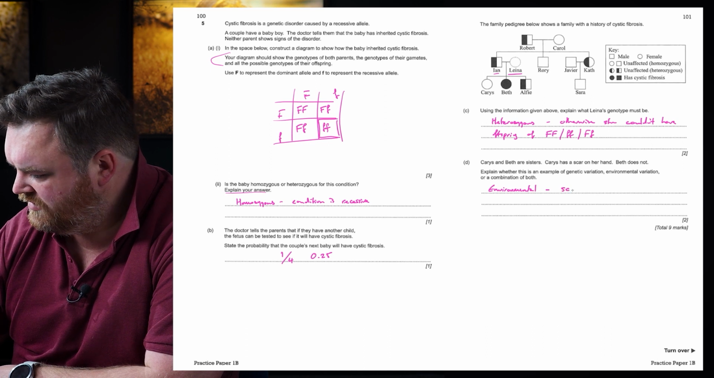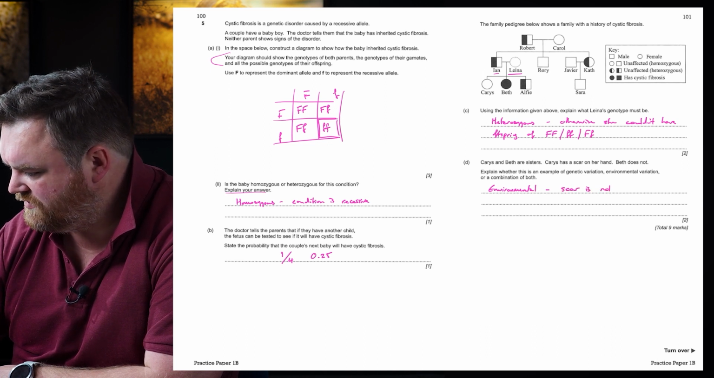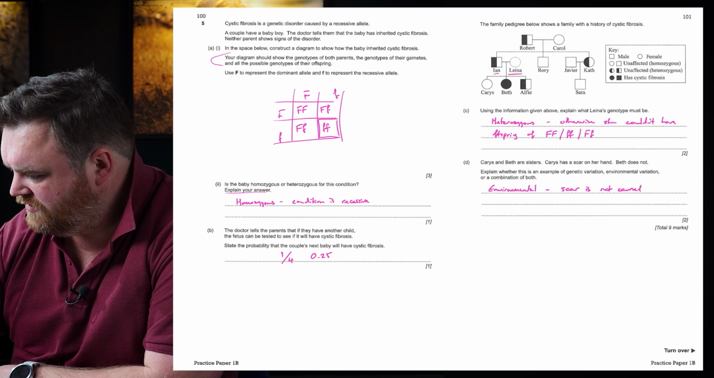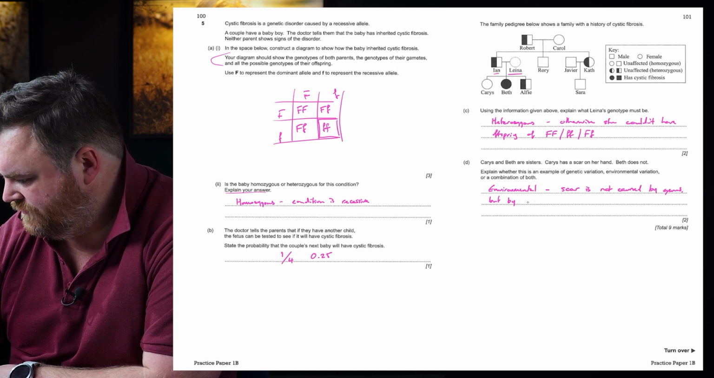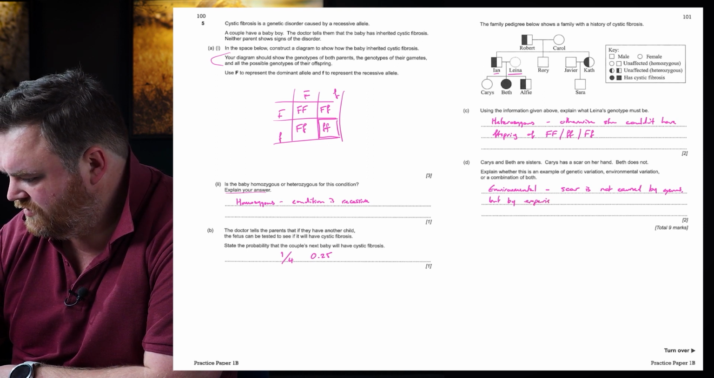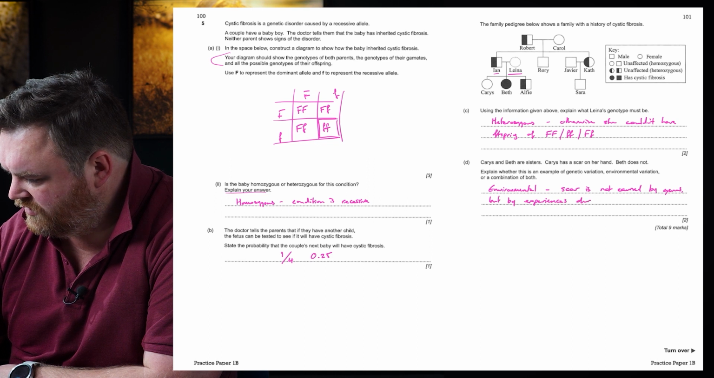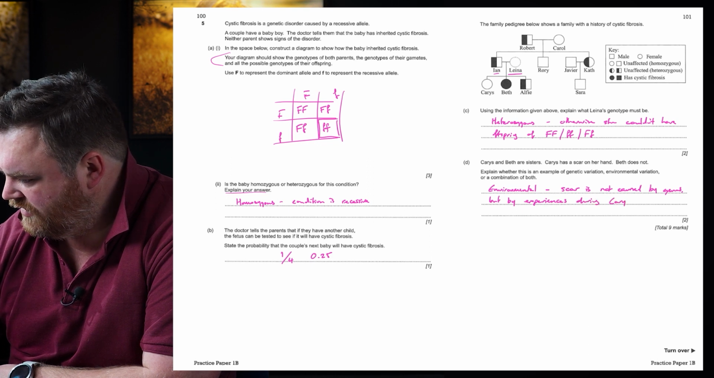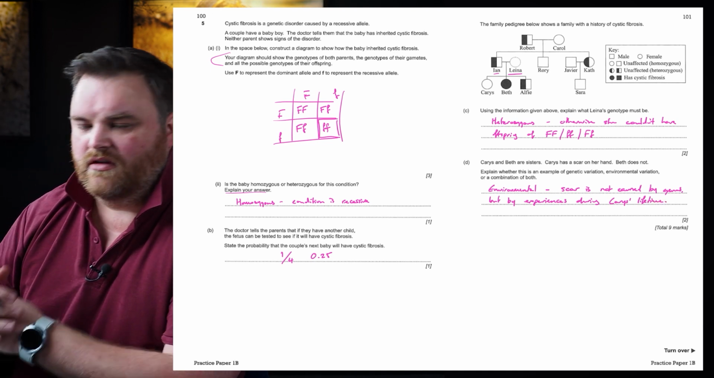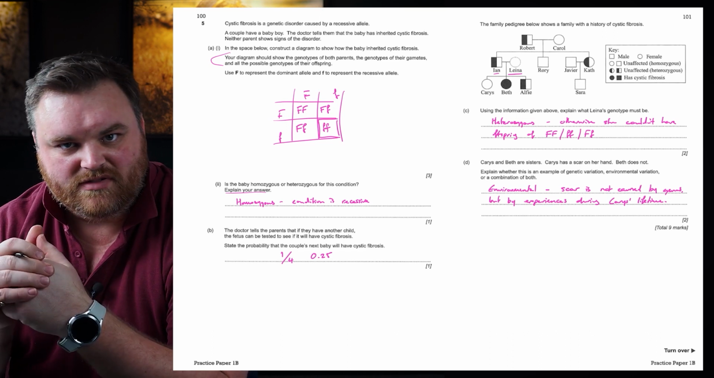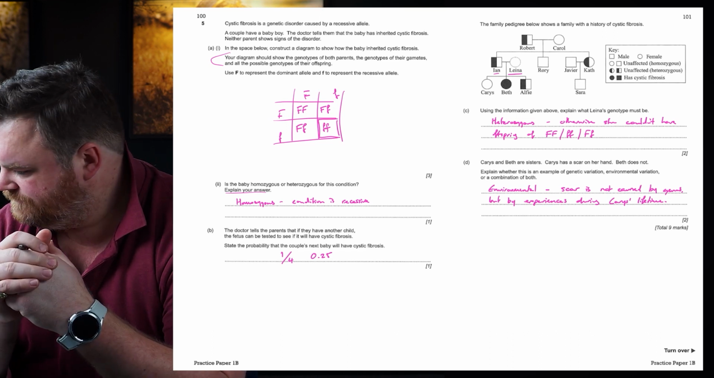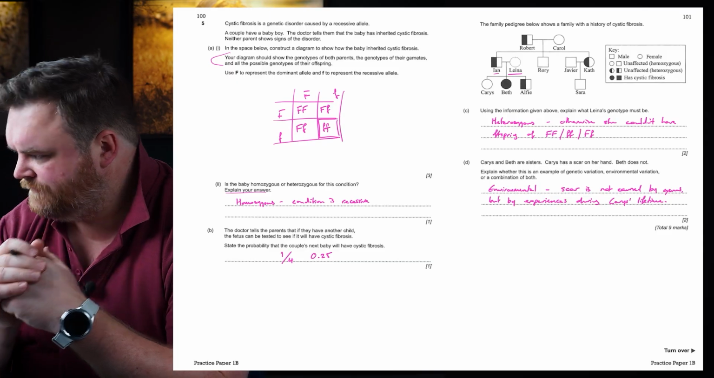So a scar is not caused by genes, but by experiences during Caris's lifetime. Okay, so any scar is obviously going to be a result of damage to the skin during someone's life. You're not going to get born with a scar like that. Okay, and that's question 5.